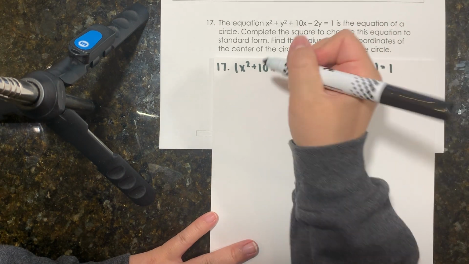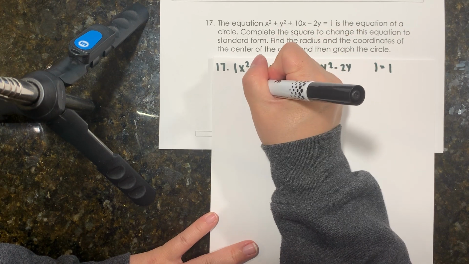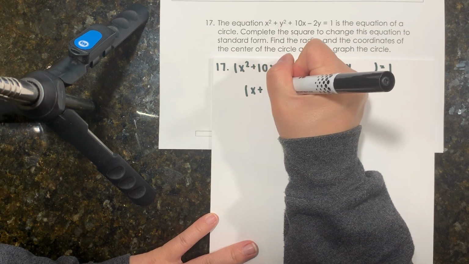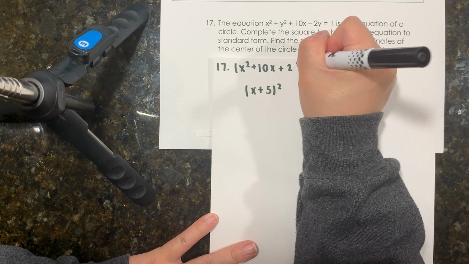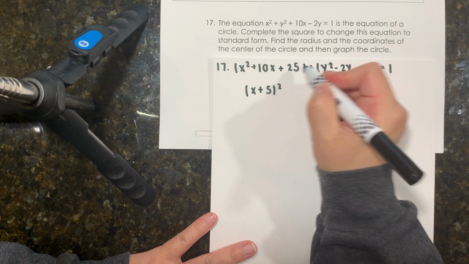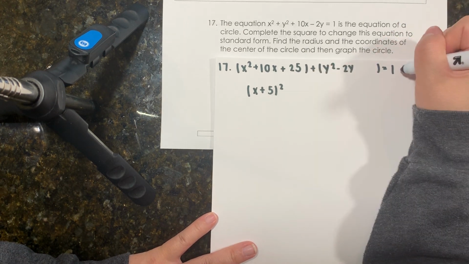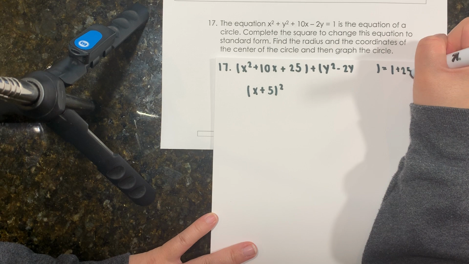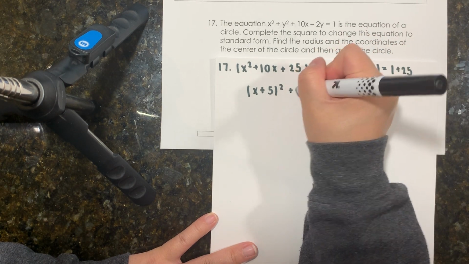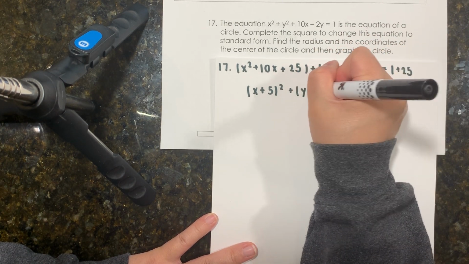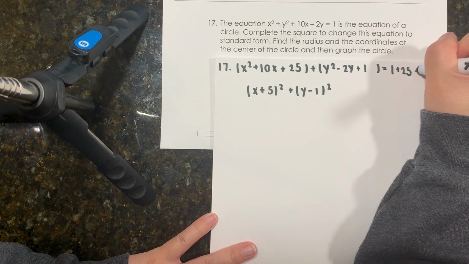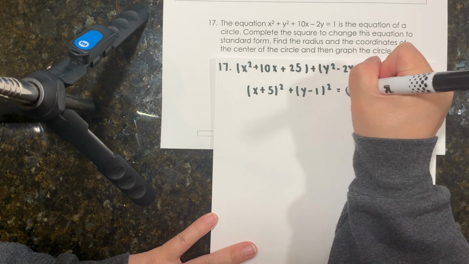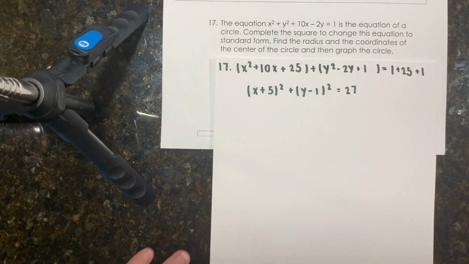Now I'm going to complete the square. So half the term attached to x is going to be 5. So that would be x plus 5 squared. When I square that, that would be plus 25. Now whatever I do to one side, I have to do to the other. So if I add 25 here, I have to add 25 here. Now for my y, half of -2 would be -1. -1 squared, I would add 1. So I'm going to add 1. Which means the right side, I get 27, the square root of which unfortunately does not come out evenly.